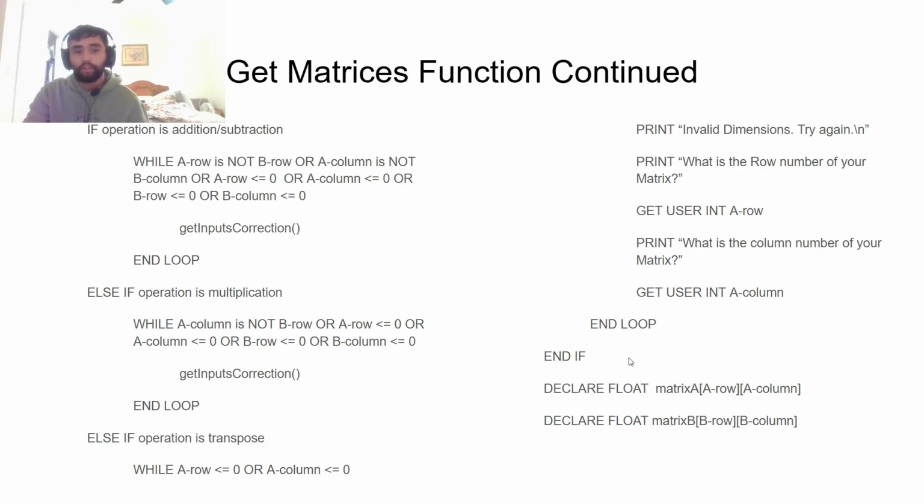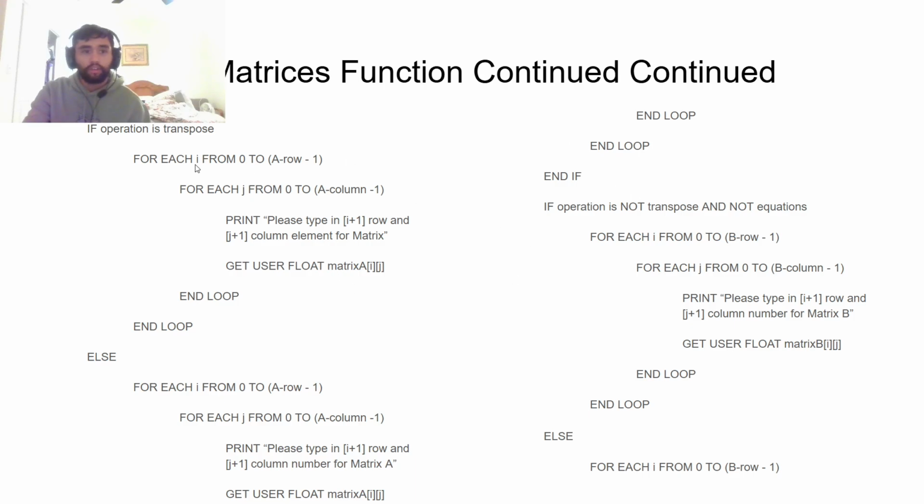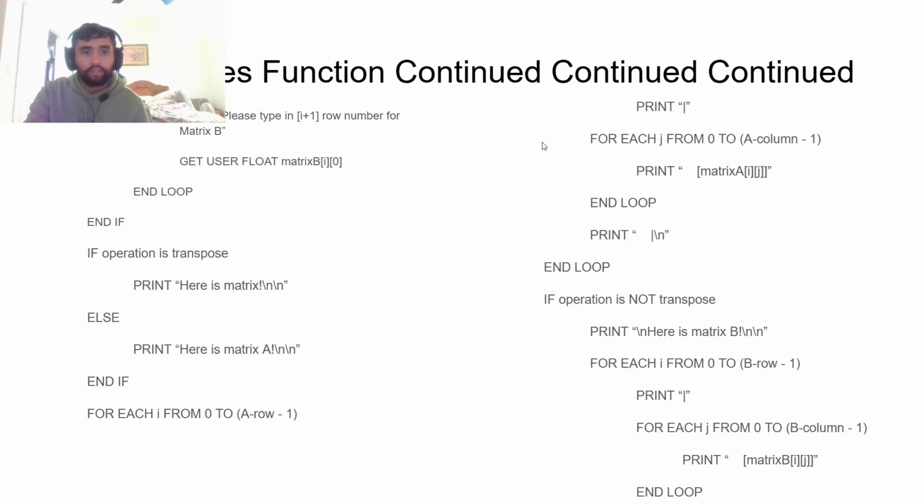Then here, after the failure conditions are checked, I define the matrix A and B here. Based off the operation, I change the phrasing of the question on asking the user to type in a row and column element. Here, I just print the matrix. In this section, I just print the matrix based off what the user entered.